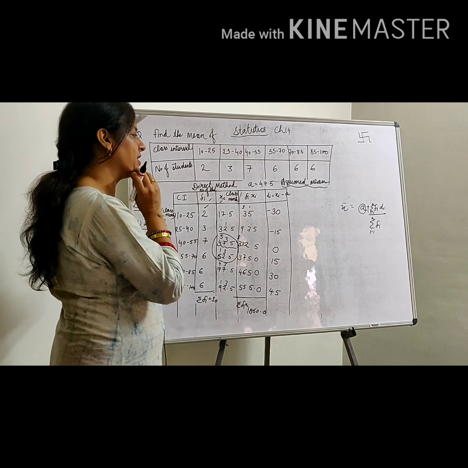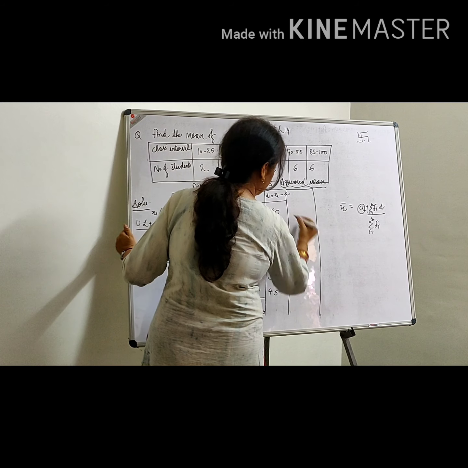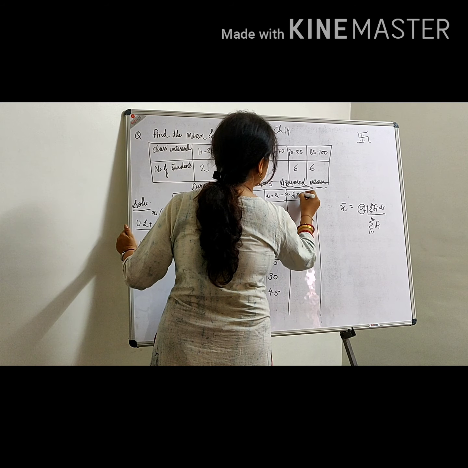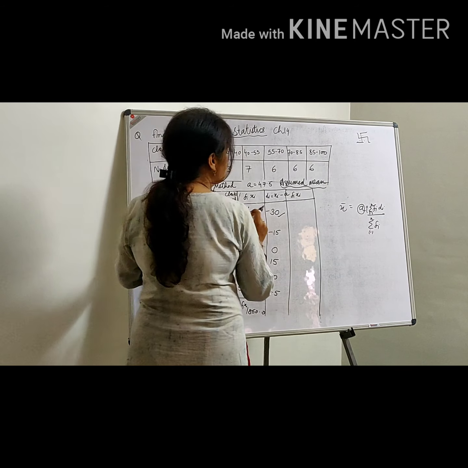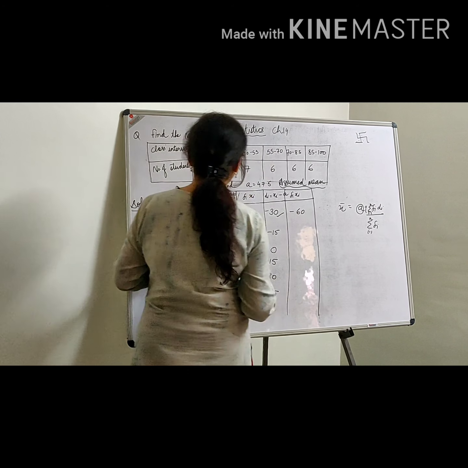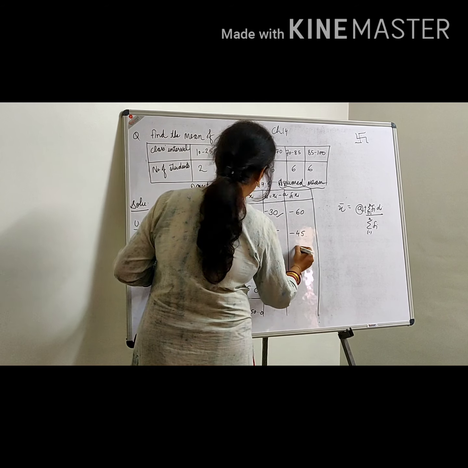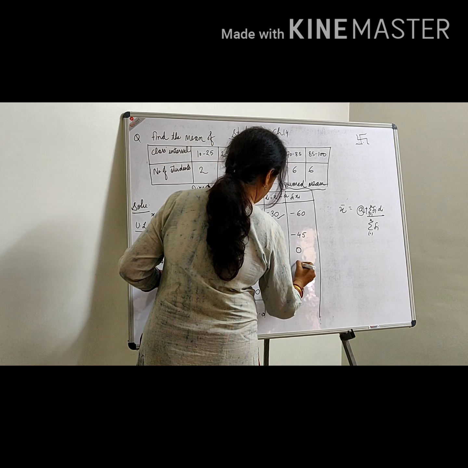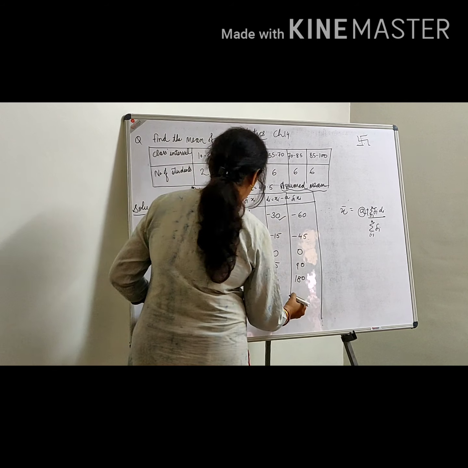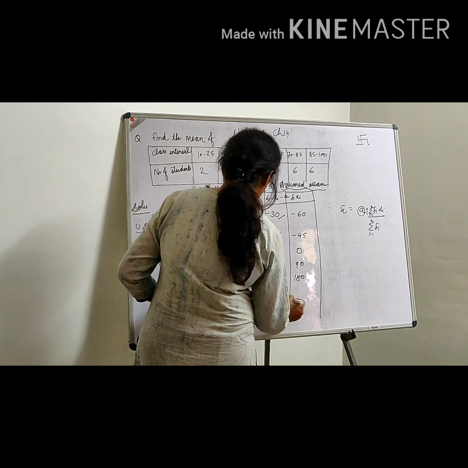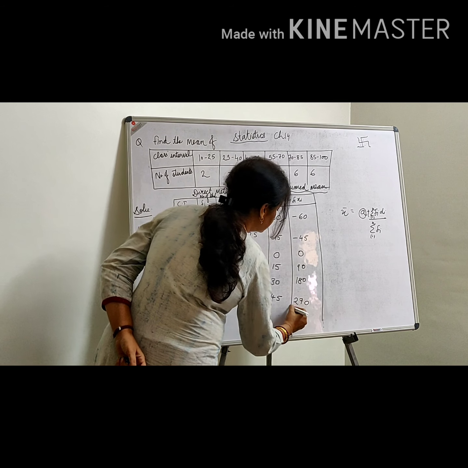So since you have to find out the product fi di, we are going to write down fi di. This is your fi, this is your di. So let us find out their product. 2 into minus 30 is equal to minus 60. 3 into minus 15 is equal to minus 45. 7 zeros are 0. 6 15s are 90. 6 30s are 180. 6 45s are 270.